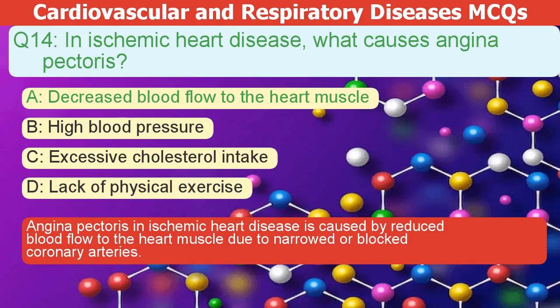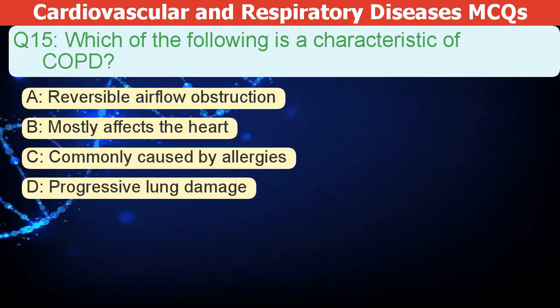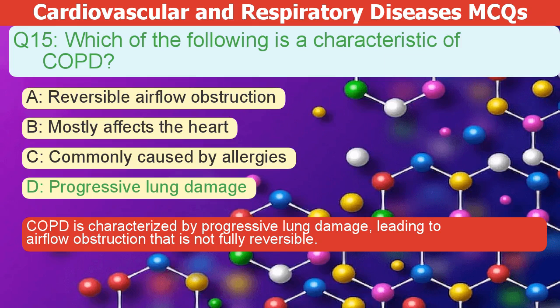Which of the following is a characteristic of COPD? A. Reversible airflow obstruction. B. Mostly affects the heart. C. Commonly caused by allergies. D. Progressive lung damage. The correct answer is D. COPD is characterized by progressive lung damage, leading to airflow obstruction that is not fully reversible.